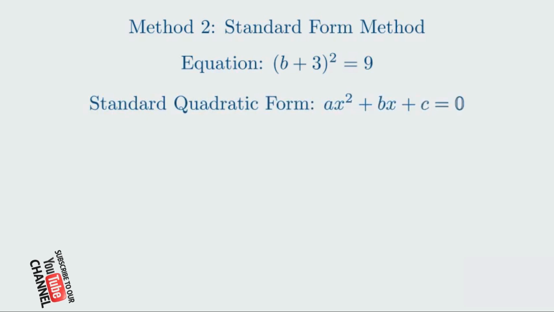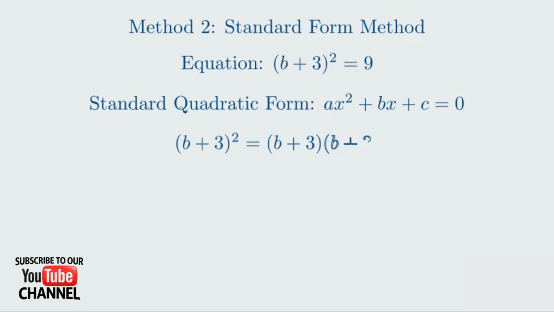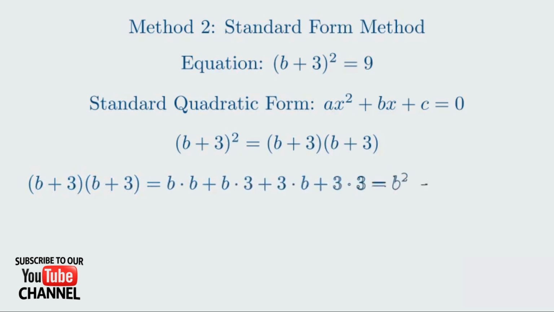Let's start by expanding (b + 3)². (b + 3)² means (b + 3) times (b + 3). Using the FOIL method, we multiply the first terms, b², the outer terms, 3b, the inner terms, 3b, and the last terms, 9. This gives us b² + 3b + 3b + 9. Combining the like terms, 3b and 3b, we get b² + 6b + 9. So our expanded equation is b² + 6b + 9 = 9.